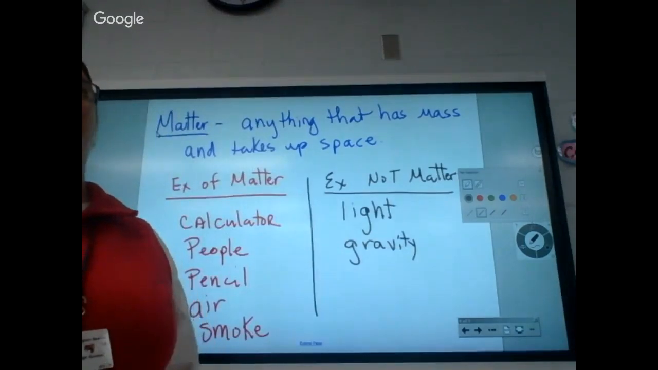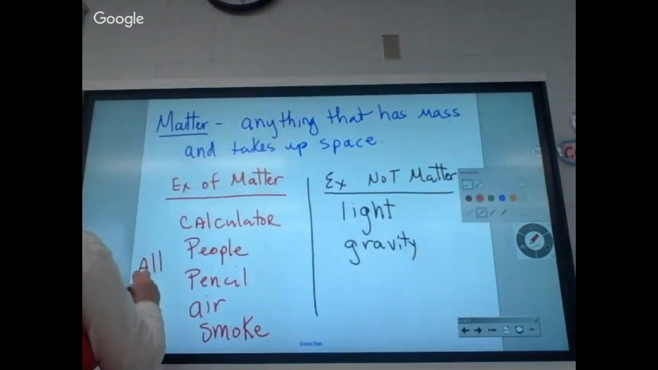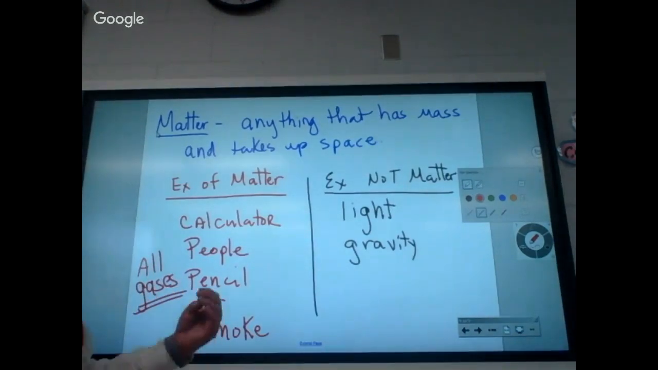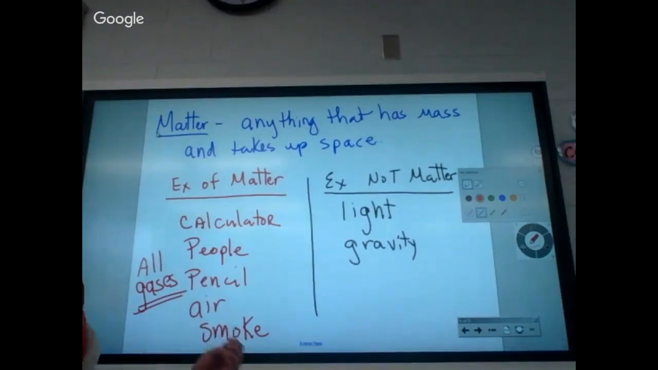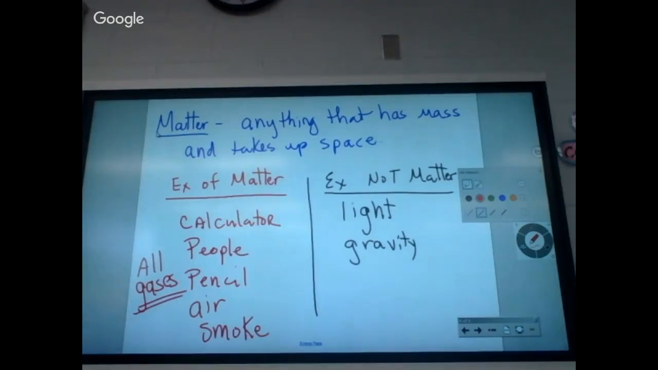Y'all make a lot of it because there's so many of us. Oxygen. All gases. All gases are going to be matter. They have a mass. It's very small. They have a mass, and they take up space. So, y'all make a lot of what?